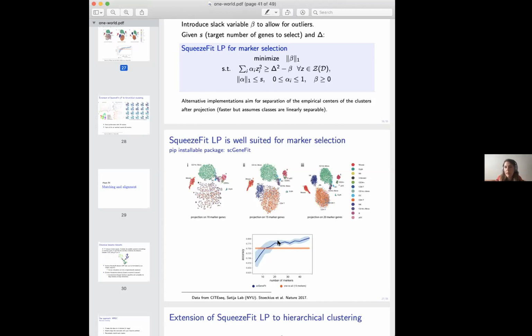It's the same idea as when you ask how many clusters you should be looking at. But a lot of times the limit on the number of markers is given by the application that you focus on, which I'm not an expert on at all. Makes sense. Thank you for your question.